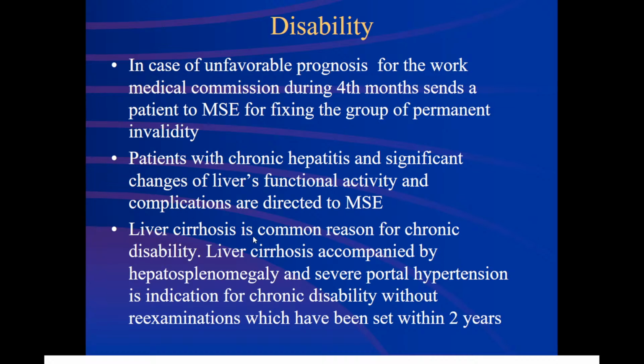Liver cirrhosis is a common reason for chronic disability. Liver cirrhosis accompanied by hepatosplenomegaly and severe portal hypertension is an indication for chronic disability without re-examination, which has been set within 2 years. So, hepatitis is mostly for sick leave, with duration around 1 month or 1 month and a half. Liver cirrhosis, you have to send to medical social expertise because this patient is chronically ill, the disease is very severe, and the patient is unable to work for a long period of time.